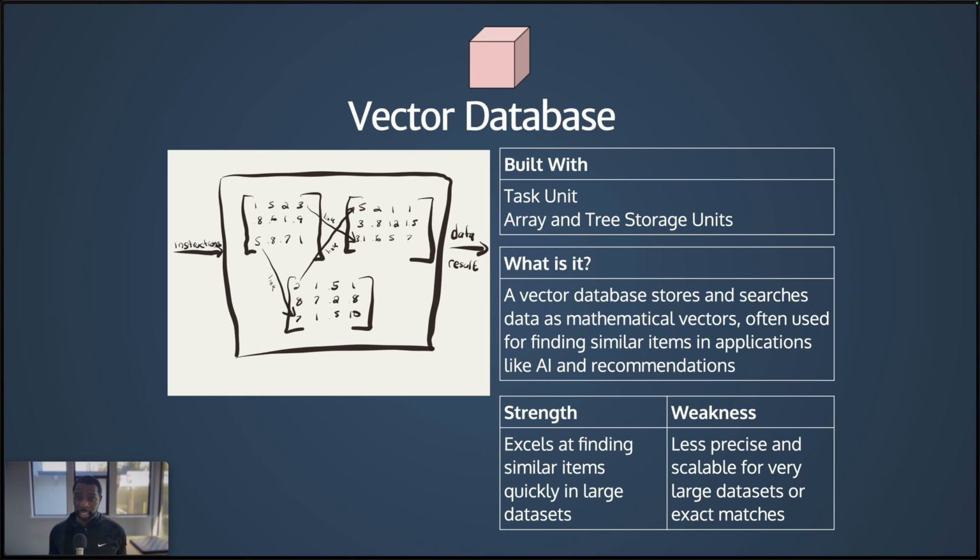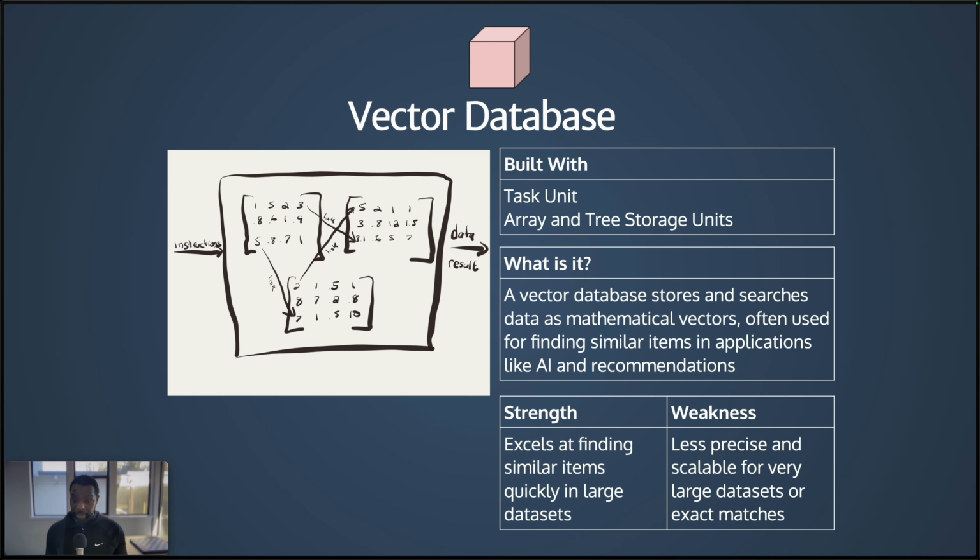So now we're at the vector database, our final building block. You'll notice that there's a lot of similarities between this and the relational database. It's made with a task unit, an array and tree storage units. And you'll see that you put in instructions here and out comes a data result. And you'll note that there are links to the tables, or to the arrays, I should say. But the data is interesting. I made them blank before for relational databases, because that's data that's inputted by us, by humans. These are all numbers. Vector databases are filled with vectors, and mathematical vectors are filled with numbers.